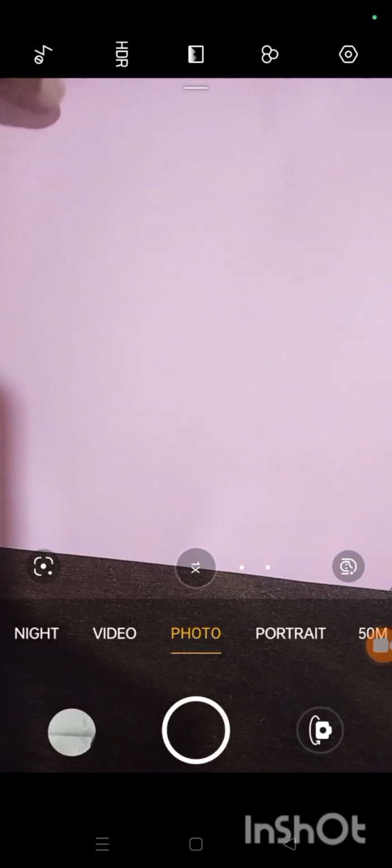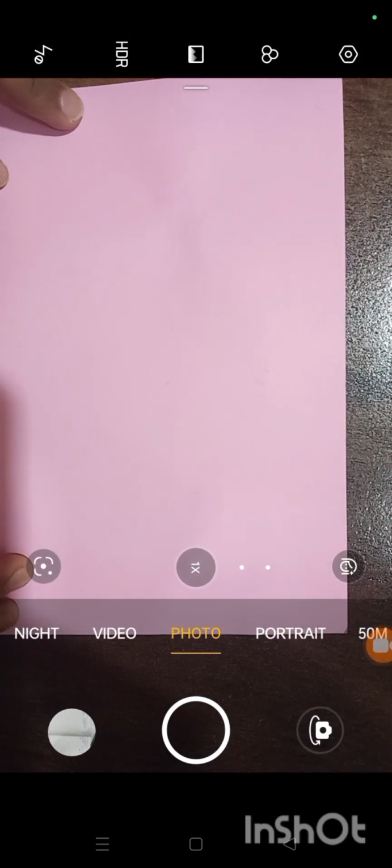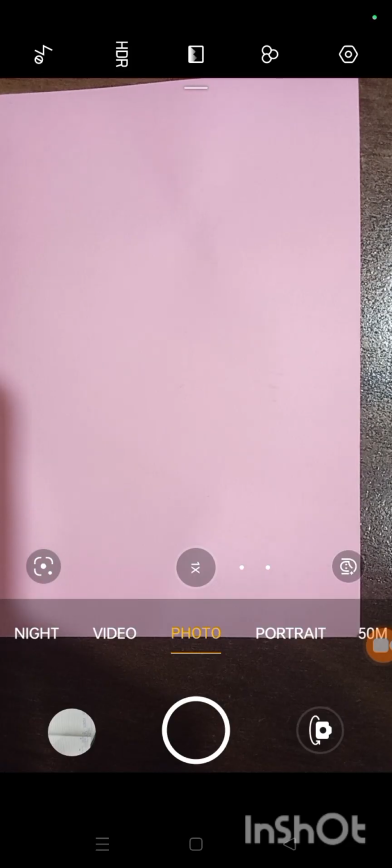Friends, today I have come up with a very interesting video which is related to angles. We have learned different types of angles in the previous standard, but today we are going to learn one very important pair of angles.